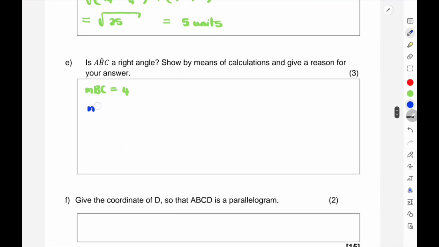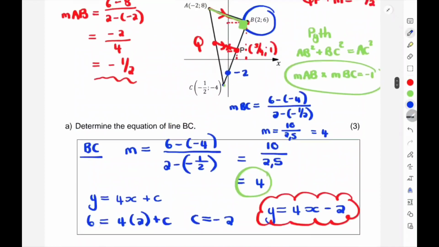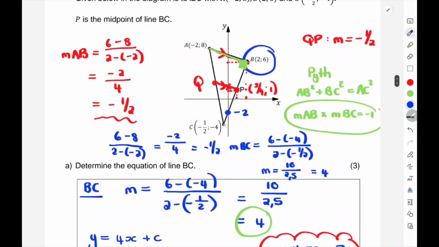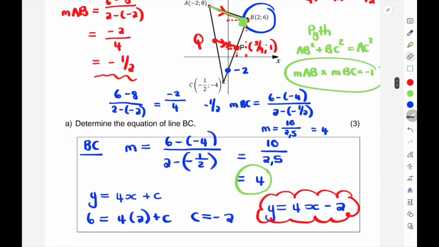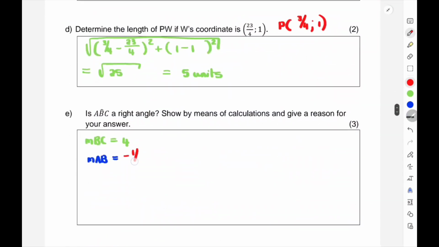Then the gradient of AB, let me do it down here as well. So it's the change of y over the change of x: 6 minus 8 over 2 minus -2. 6 minus 8 gives you -2 over 4, which gives you -1/2. So the gradient of AB is -1/2.